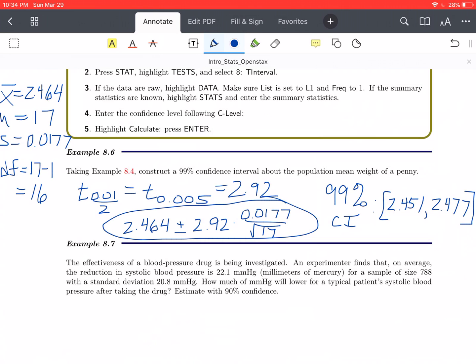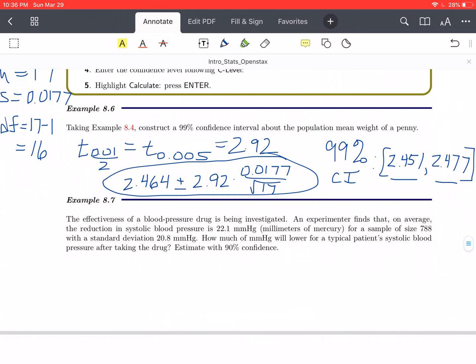Okay. So again, remember what this tells us. This says that we are 99% confident that the mean weight of a penny, so of the population of pennies, is between 2.451 and 2.477 grams. Okay, so that's what this statement is telling us.